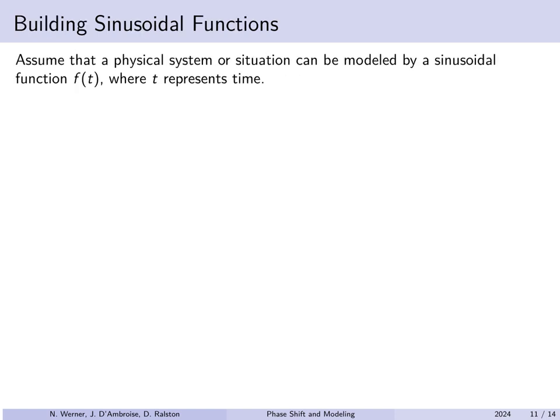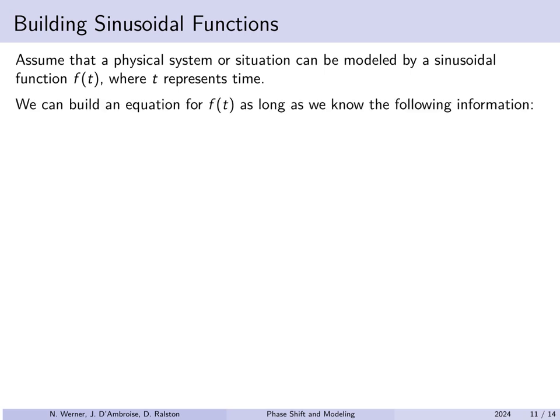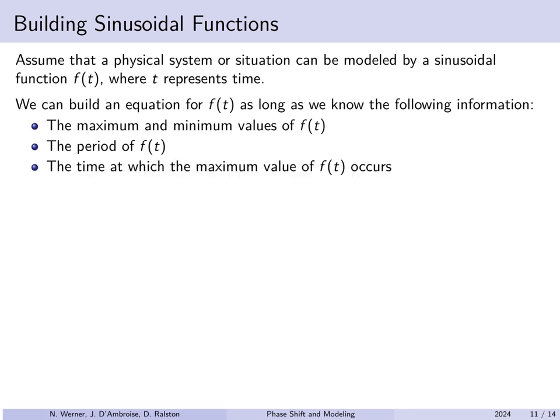Now let's assume that a physical system can be modeled by a sinusoidal function where t represents time. We're going to build an equation for this function as long as we know some information. Do we know the maximum and minimum values? Do we know the period? And do we know some specific time at which a maximum occurs? It could also be a minimum or, in some situations, even a midline value if you know whether it's increasing or decreasing. But as we mentioned earlier, generally the easiest thing to read off is a maximum value.